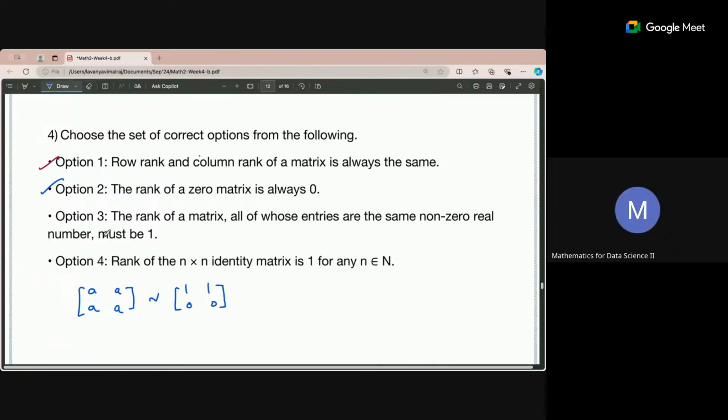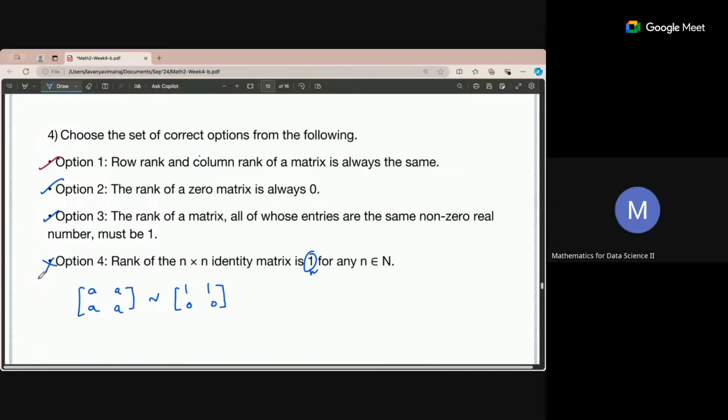So in that case, you know that the rank of the matrix is going to be 1. Okay. What is the rank of an n by n identity matrix? 3. Oh, sorry, n. We cannot say n.